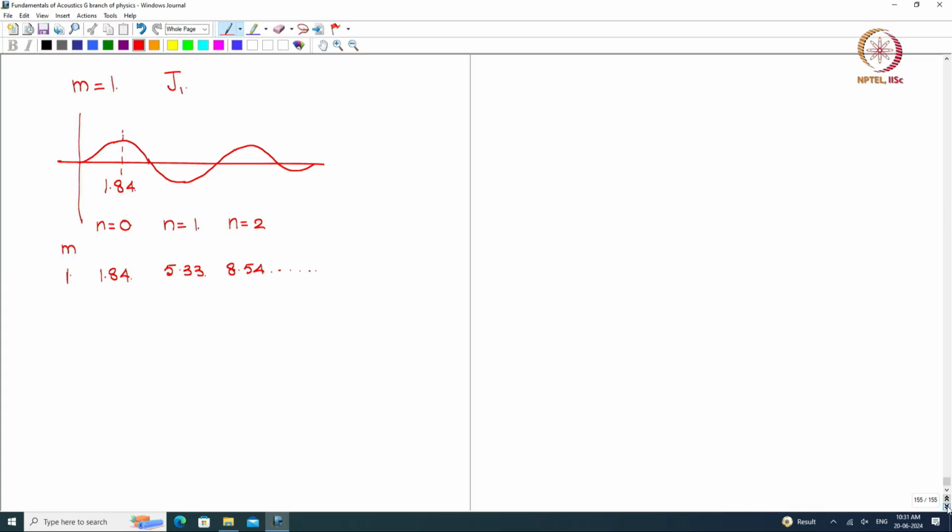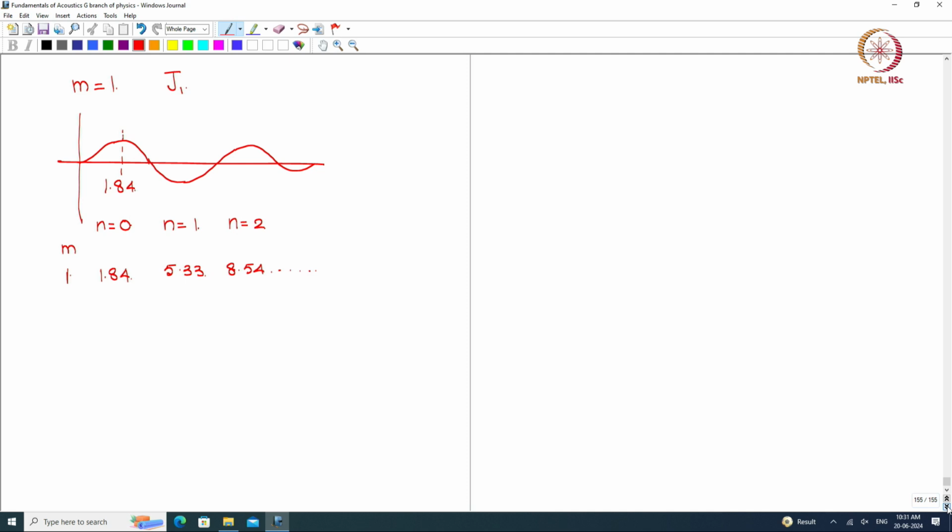Hello and welcome to this next lecture on fundamentals of acoustics. We are looking now at interior acoustics. We started with the rigid walled box and now we are looking at interior acoustics of a cylinder, and we are at this point where we are looking at the behavior of Bessel functions and looking at the shape of the mode inside the cylinder.